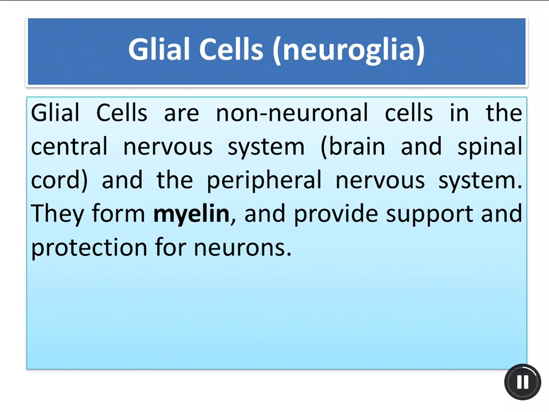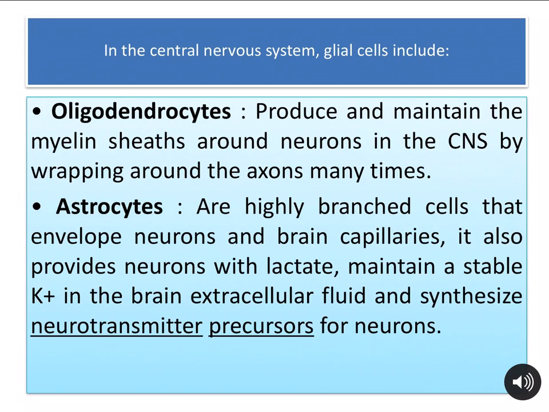Another cells supporting the neurons are glial cells. Glial cells give the myelin and provide the support and protection of neurons. The glial cells are divided into two types according to the site or position. In the central nervous system there are oligodendrocytes, which act as the myelin sheath.